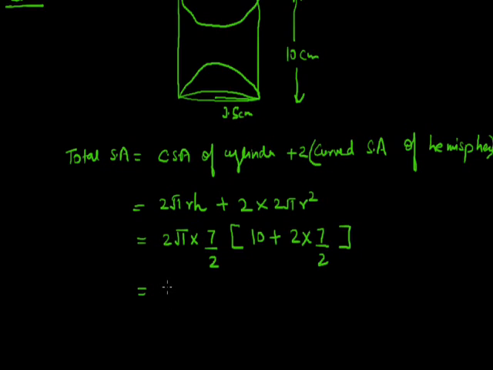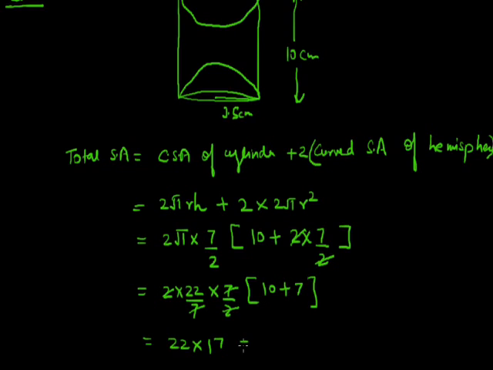So accordingly now we'll solve it and see what the answer will be. We'll put the value of pi here, that is 22 by 7, into 7 by 2, and if we solve the bracket part, we get 10 plus, cancelling this 2, we get 7 here. Now 7 cancels with 7, and the 2 cancels out too, so the remaining part is 22 into 10 plus 7, that is 17. When we find the value of 22 into 17, we get 374 centimeter square. So this is the total surface area of the remaining solid.